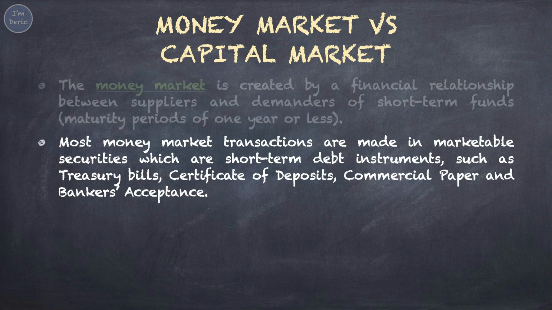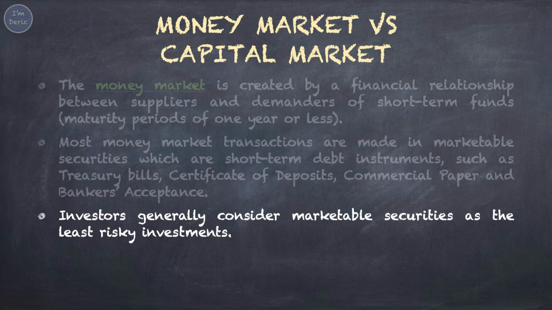Most money market transactions are made in marketable securities, which are short-term debt instruments, such as treasury bills, which are issued by government, certificates of deposit, which are issued by commercial banks, commercial paper, which is issued by large corporations, and banker's acceptance, which is the bank draft issued by firms. Investors generally consider marketable securities as the least risky investments.